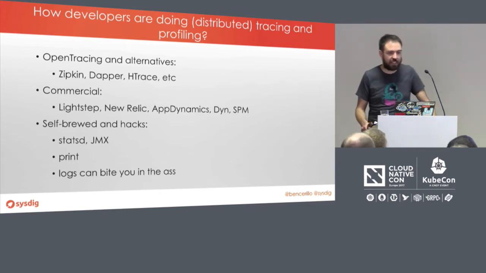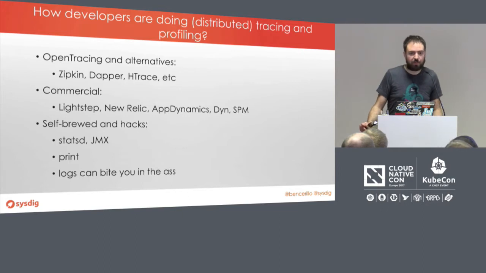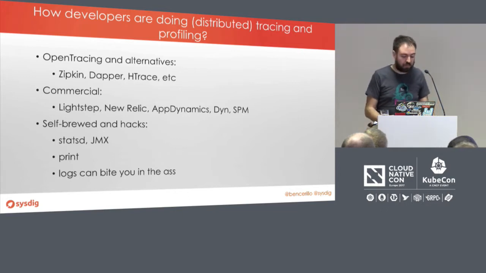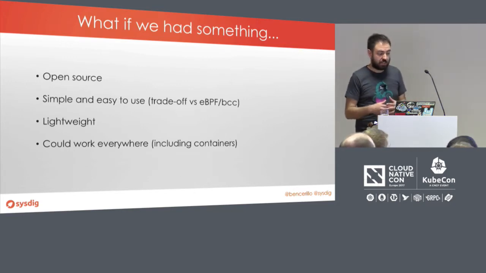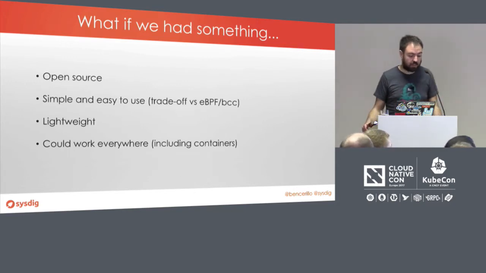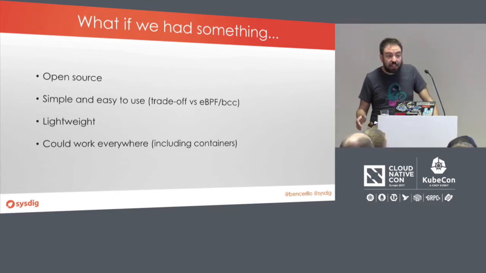So they start using StatsD to report metrics on the performance of their code. They just print. They do some logging, although it might not have all the information. So we thought, what if we have something open source that everyone can use, that is really simple? We don't want to do funky stuff. It's like uptime, like the basic troubleshooting tools we showed before.